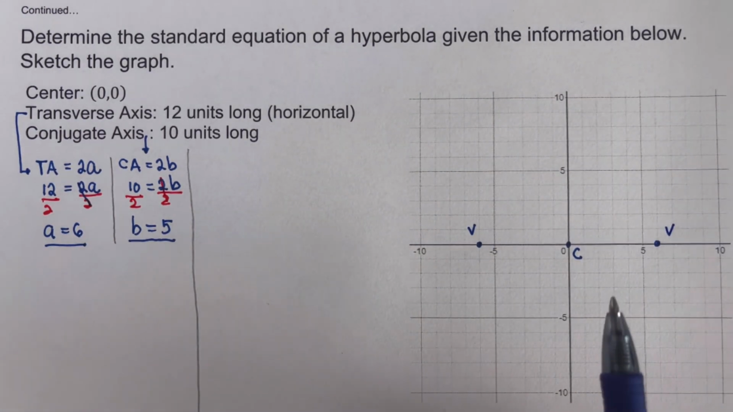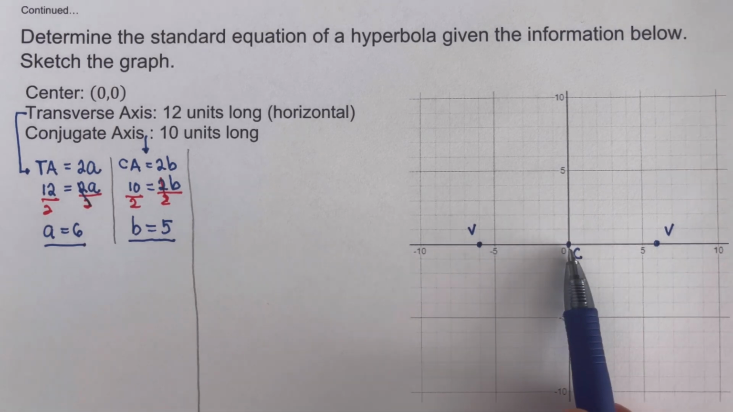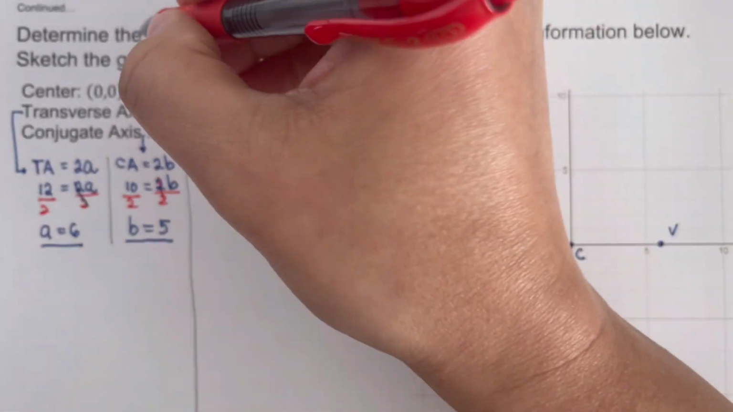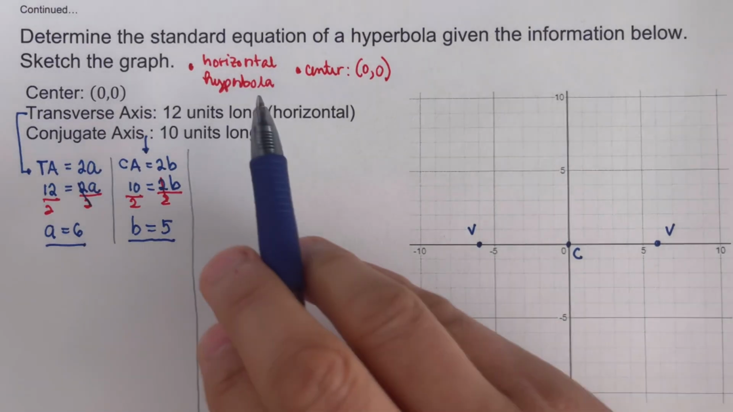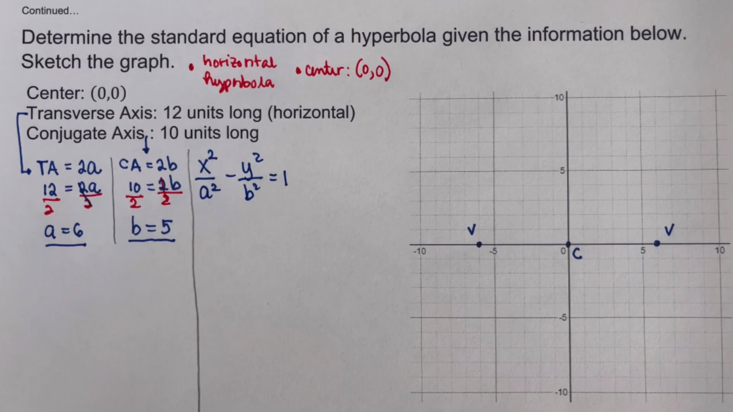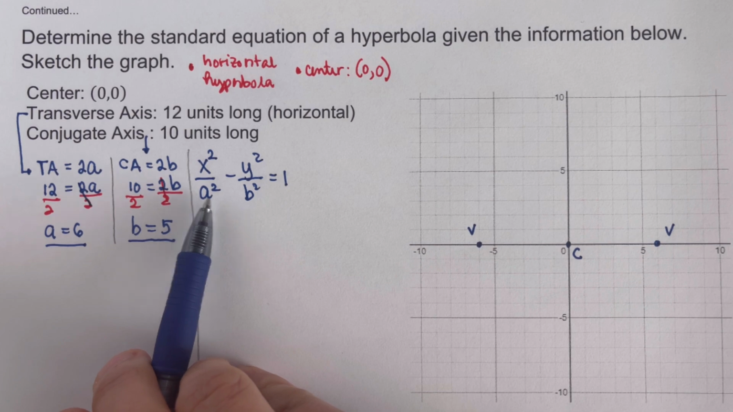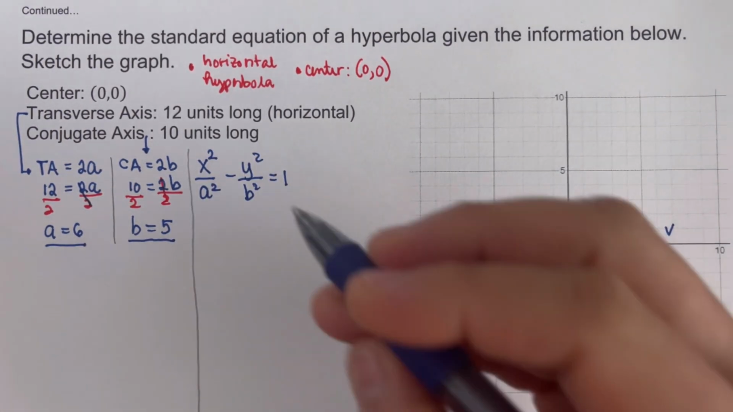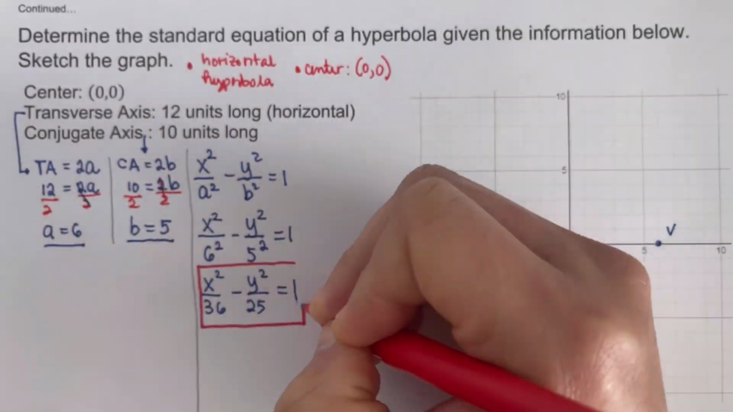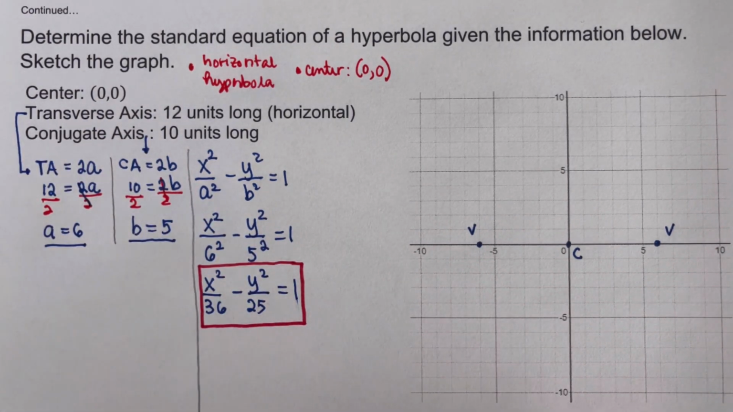Now, looking at this, we can say that this hyperbola is a horizontal hyperbola, since these two vertices are horizontal with respect to each other, with center at (0, 0). So I write that information up here. Since this is a horizontal hyperbola, I'm going to write the general equation of a horizontal hyperbola down here. Since we already have the values for a and b, I plug them into this general equation. So the equation for this problem is x squared over 36 minus y squared over 25 equals 1.